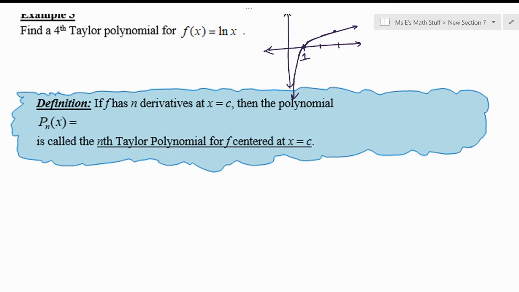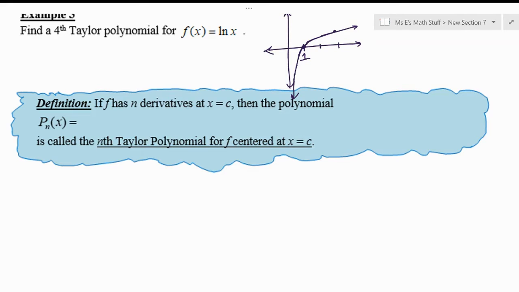Before we do example 3, let's go to the main idea here. You'll have a new definition for when things are not centered at 0. And this is actually going to be the most important definition. We'll talk about why in a little bit. So if f has n derivatives at x equals c, then, and we'll write this out in a second, p sub n of x equaling, and we'll fill this in, this will be called the nth Taylor polynomial for f centered at x equals c.